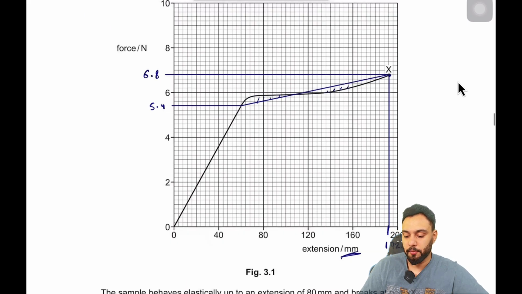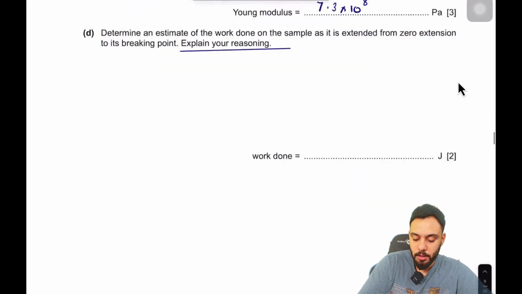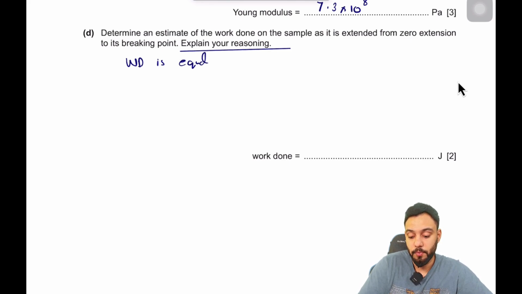So using the trapezium formula, 1/2. Since you are required to give the reasoning, you can say that work done is equal to area under force extension graph. That's going to be your reasoning.